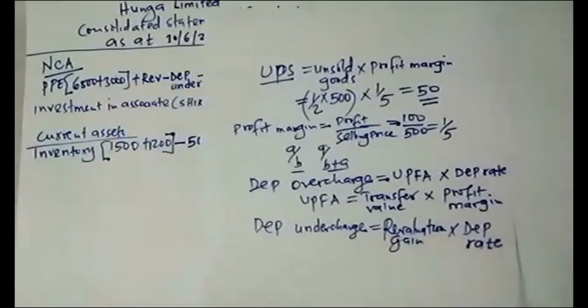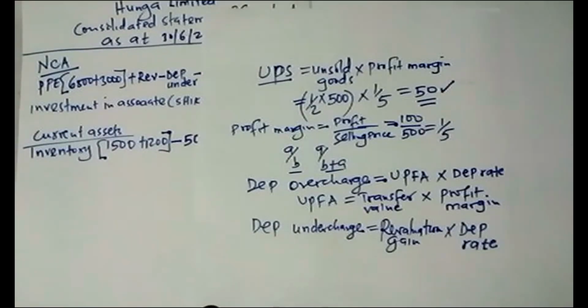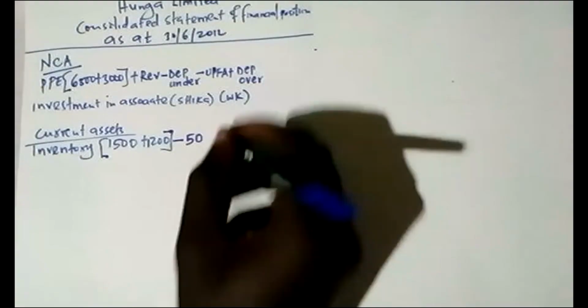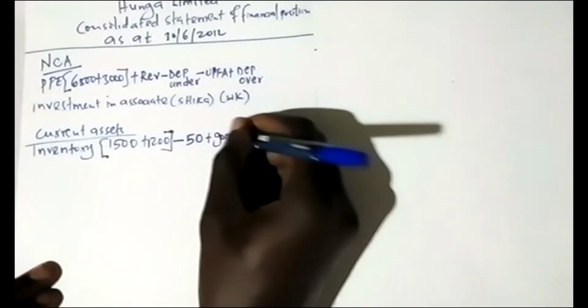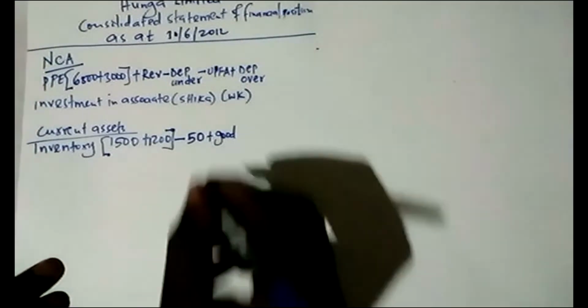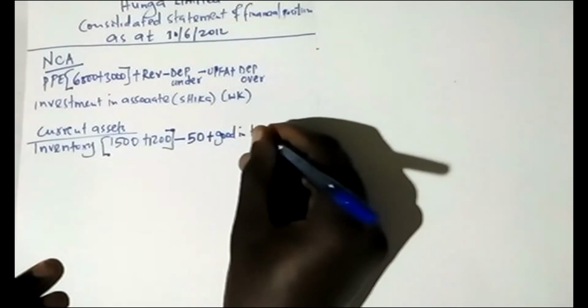So this is what I was looking for. So we did this one and we got 50. Then after that, if there were any goods which were in transit, so one entity sent them and they were never received by the intended party, we need to add them because they will be received and your stock will increase. Goods in transit.